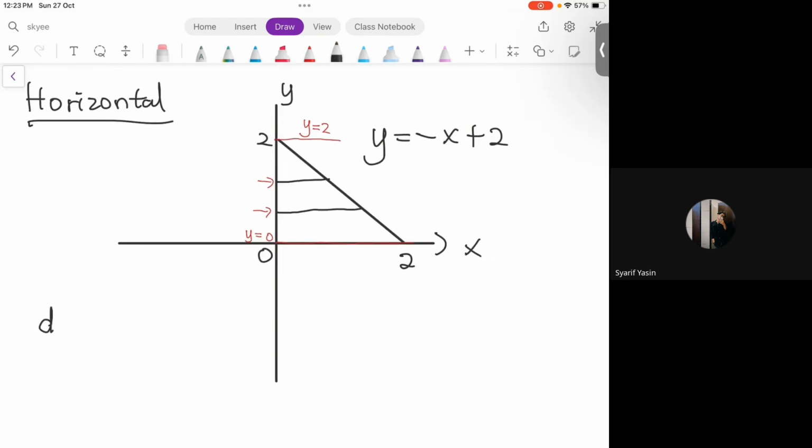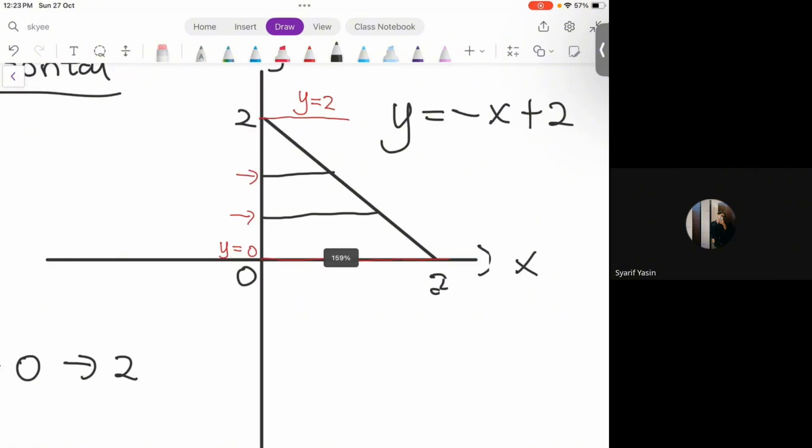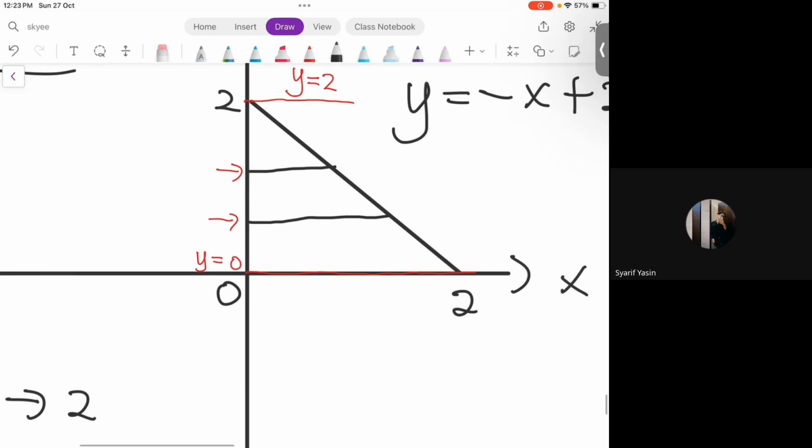So my dy, I will write down as from 0 to 2. Okay, now we move on to define the dx interval. The concept is the same.